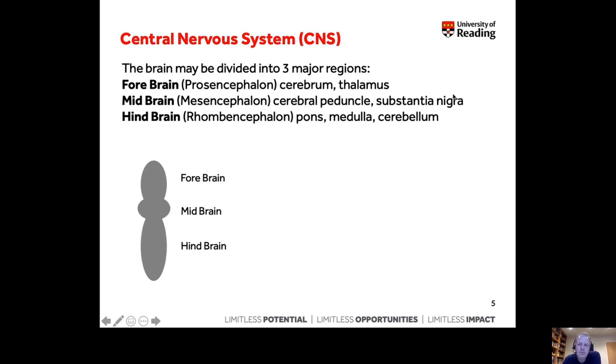The substantia nigra we've highlighted here because it's quite an interesting area. From a medical point of view, the substantia nigra is associated with Parkinson's disease. So one of the characteristics of Parkinson's disease is degeneration of this area called the substantia nigra, and some of these nerve tracts look black, hence the name nigra.